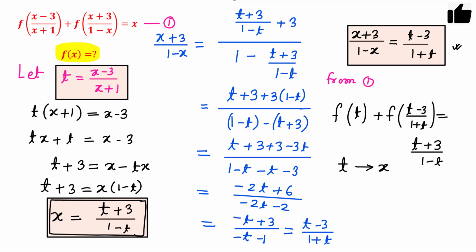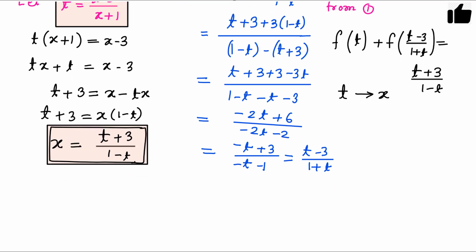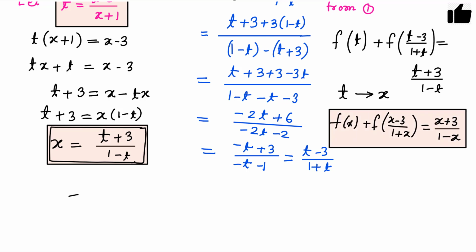So what I have, if I replace t with x, let me write here because this equation will be used further also. So this is f(x) plus f((x minus 3)/(1 plus x)) equals simply (x plus 3)/(1 minus x). Let us call this equation 2. This is my second equation, and I will use this equation later.